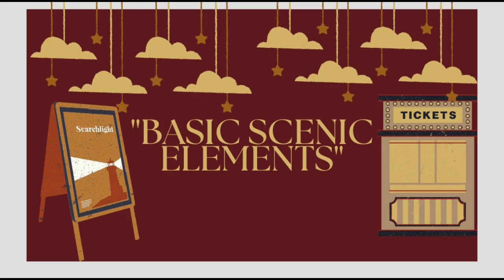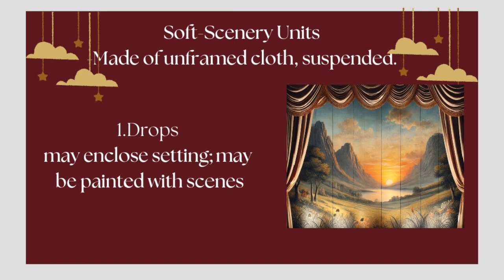And we have also the basic scenic elements, which include the soft scenic units and the frame units. And soft scenery units include the drops, cyclorama, draperies, and scrim. So first we have drops. Drops are large pieces of fabric that hang at the back of the stage. They can be painted with scenes and sometimes help enclose the settings to show location or mood.